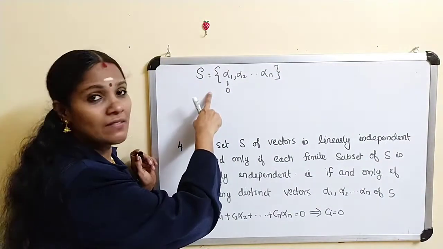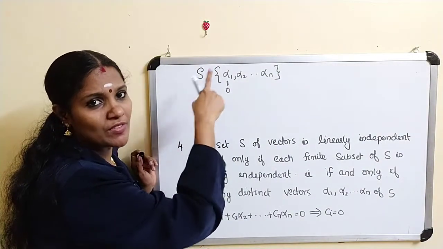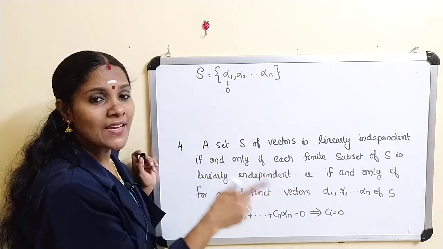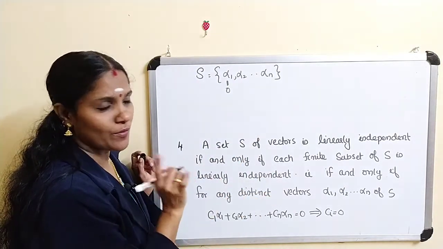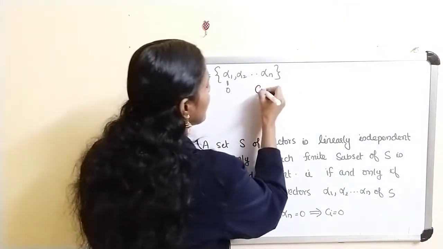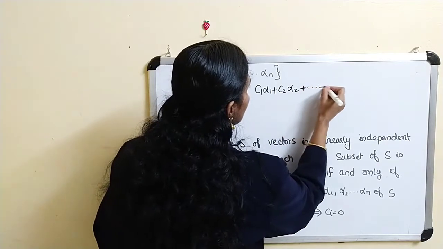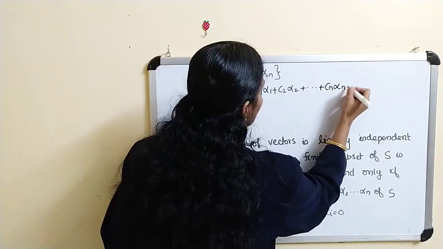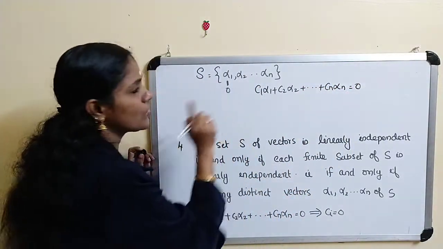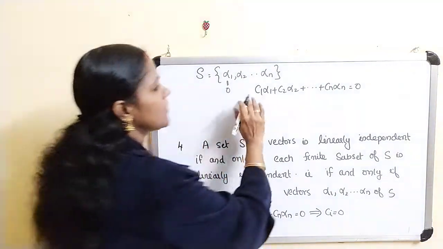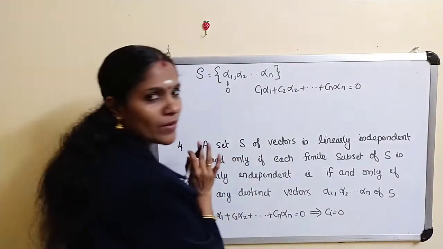If the set is linearly dependent, then C1 alpha 1 plus C2 alpha 2 plus etc. plus Cn alpha n equal to 0 implies some Ci not equal to 0. Suppose C1 alpha 1 plus C2 alpha 2 plus etc. plus Cn alpha n is equal to 0, and we have to prove Ci not equal to 0 for some i. This sum is 0.